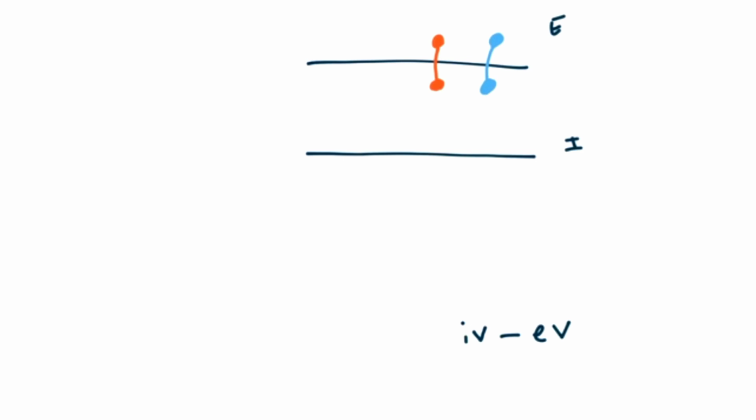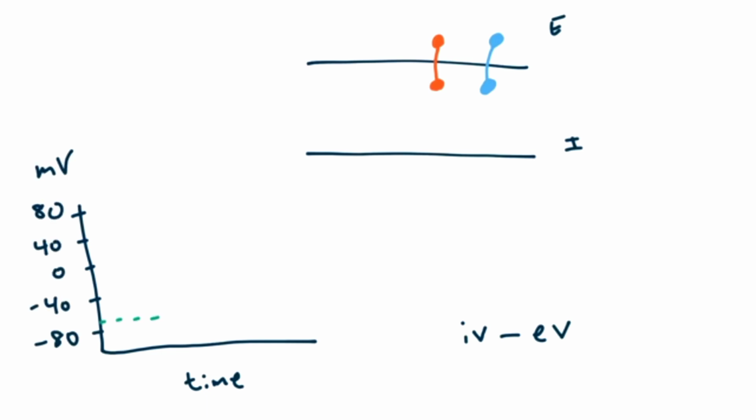I'll also draw a graph showing the change in the intracellular voltage over time. So this dotted line right here will represent the resting membrane potential. This is a nerve, which is about negative 70 millivolts. Now let's draw a ligand-gated sodium channel in the cell. Recall that ligand-gated channels open when hormones, neurotransmitters, or other ligands bind to the channel. In this case, let's say a neurotransmitter binds to the channel, which causes the gate to open and allows sodium to enter the cell. Sodium enters the cell.